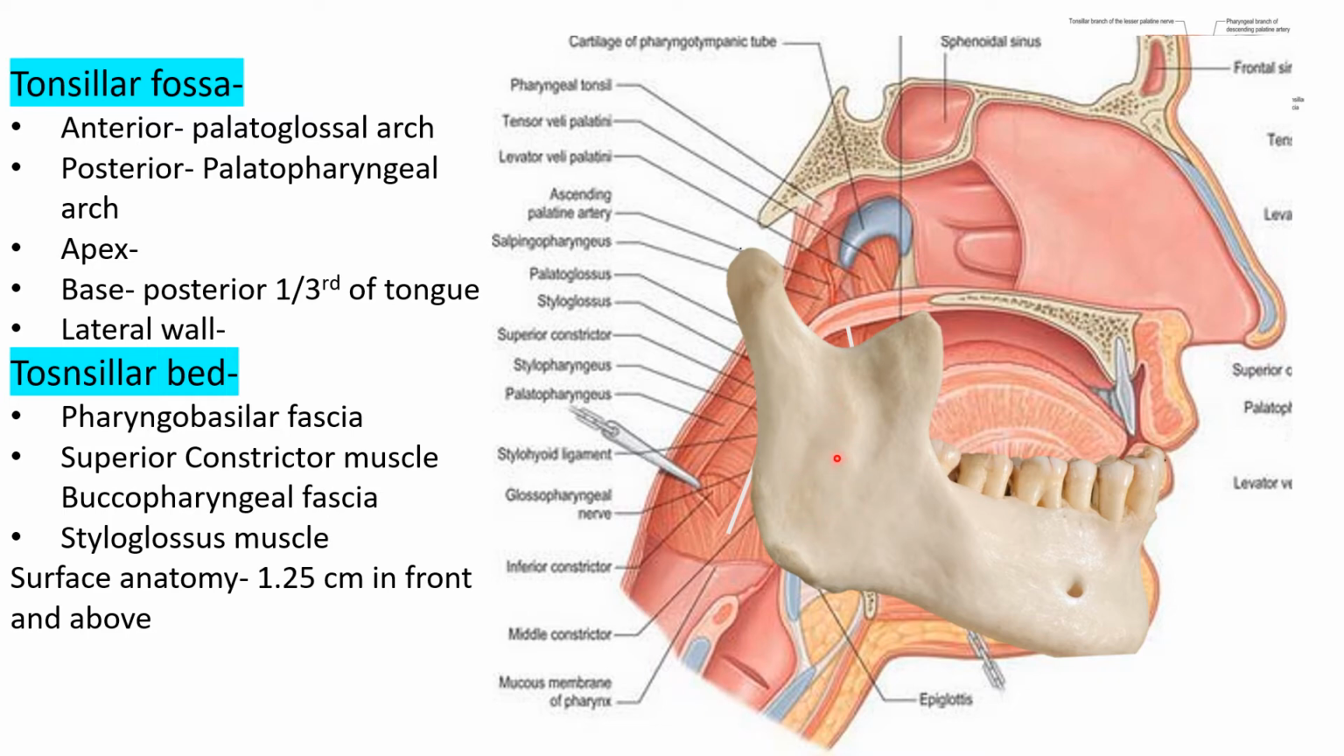We have made it over here. So because I've just applied bone over here, let's see where will be the tonsil. Somewhere here we can mark the tonsil on the surface. Okay. So this is the surface anatomy of the tonsil.